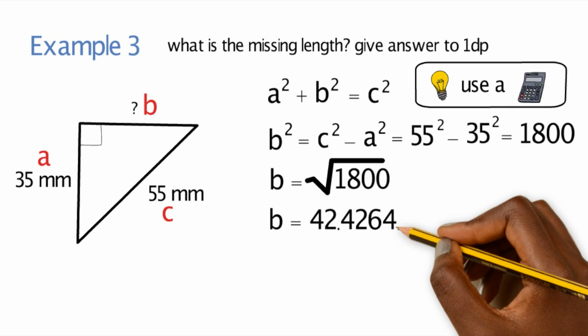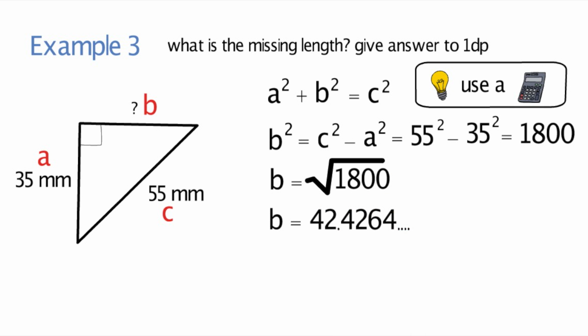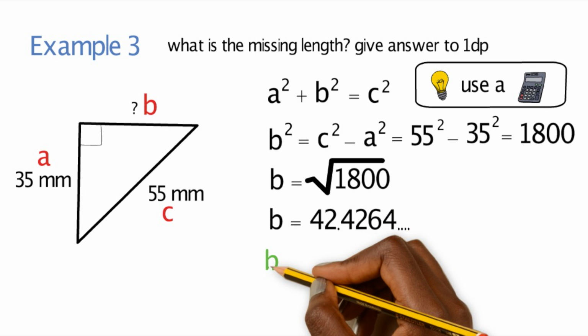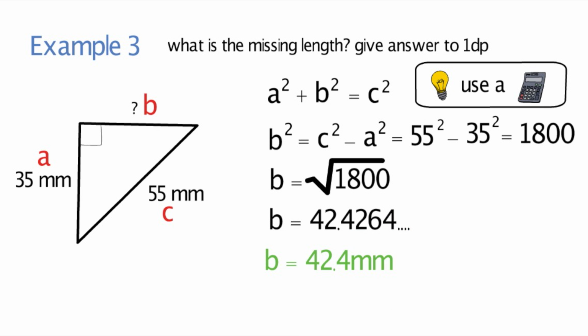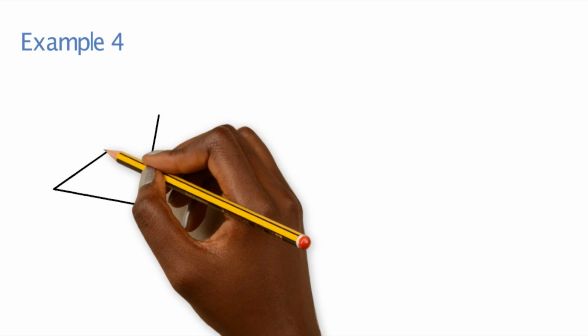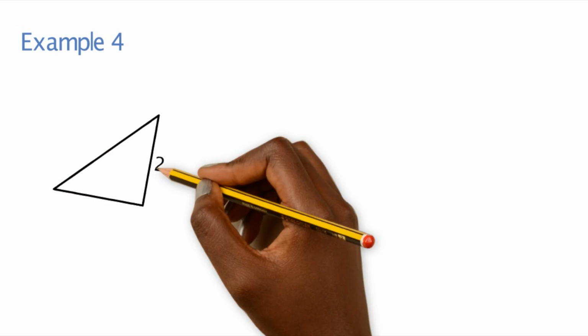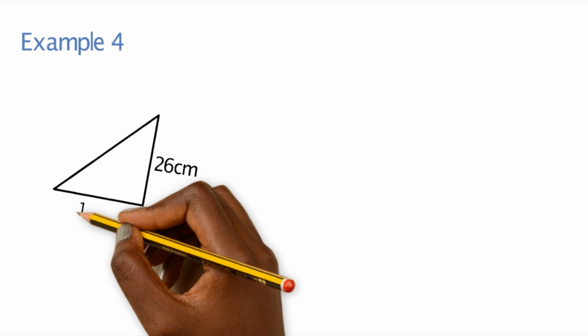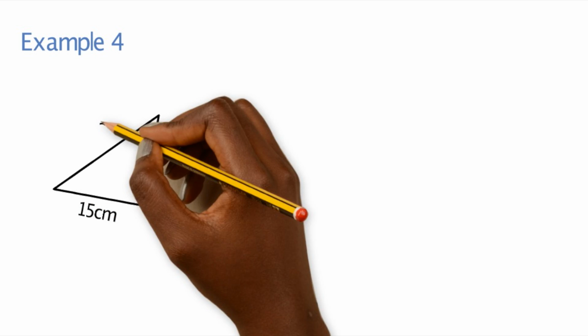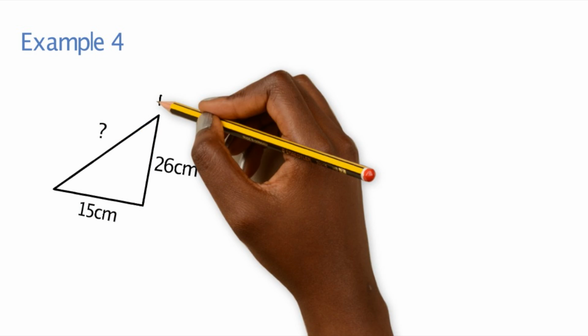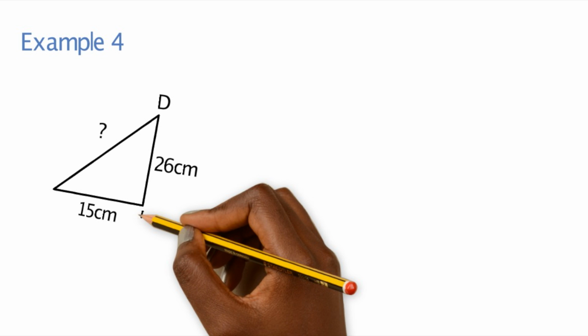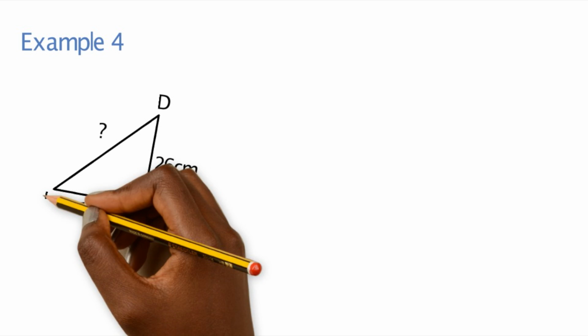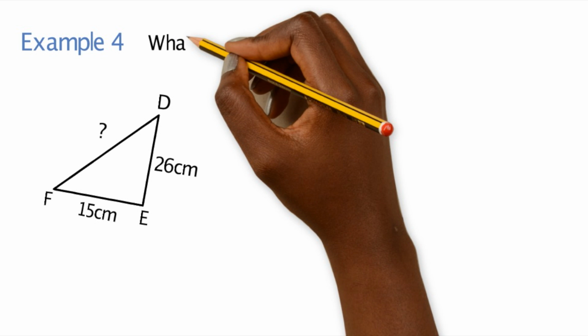And so the answer would give you a long answer. So here we've got 42.42 and so on. But because it's to one decimal place, our answer would be 42.4 millimeters. And example 4. Again, I've changed up the orientation just to show you that the question is still the same. So we've got 26 centimeters and 15 centimeters, and we're going to work out the missing length. And I have labeled them as well, just so you get used to that kind of exam format.